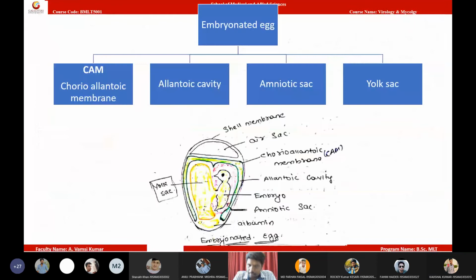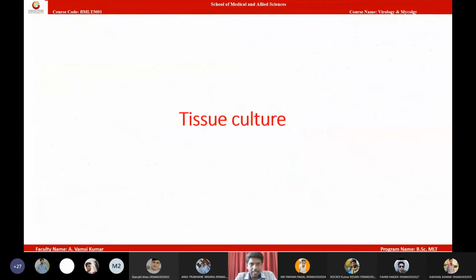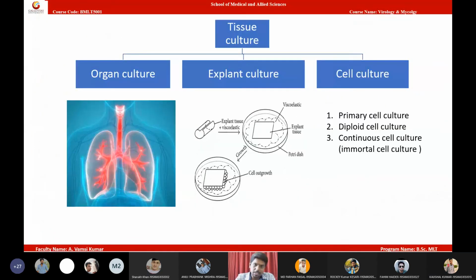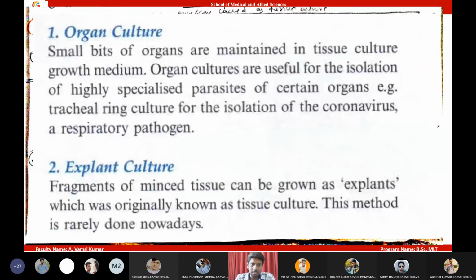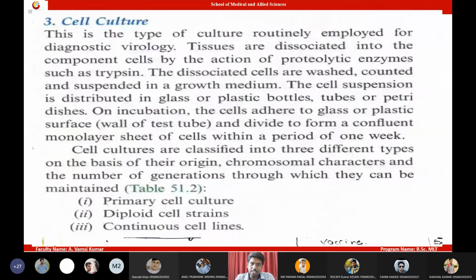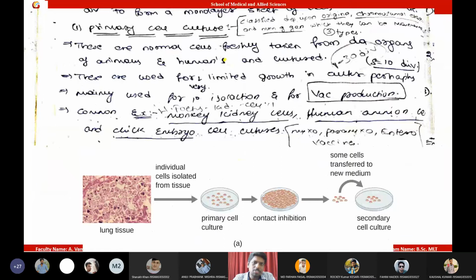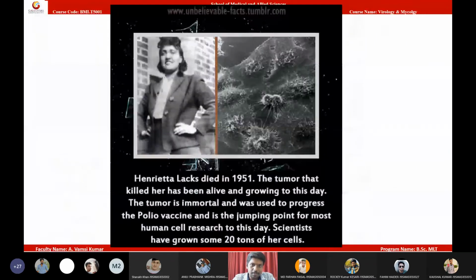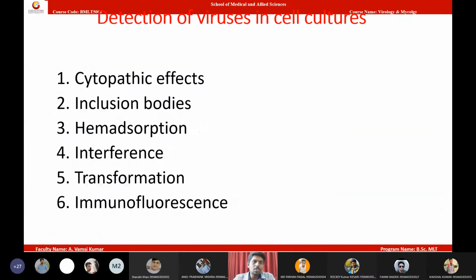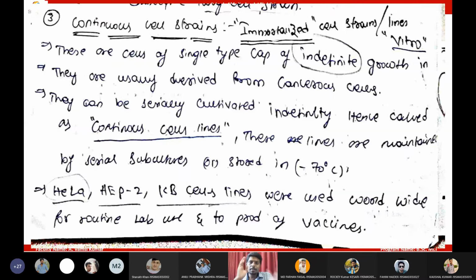Somehow we have grown viruses in these cell lines, either by using animals, or by using embryonated egg, or by using cell lines. Now we need to detect these viruses. We need to detect whether the virus has grown in the tissues or not. So the second part of this lecture will be detection of viruses after growing them in tissue cultures. After growing viruses either in animals, in embryonated eggs, or in tissue cultures, we need to detect this virus.